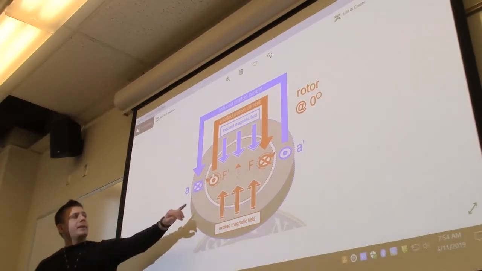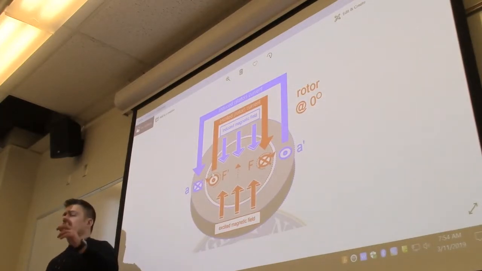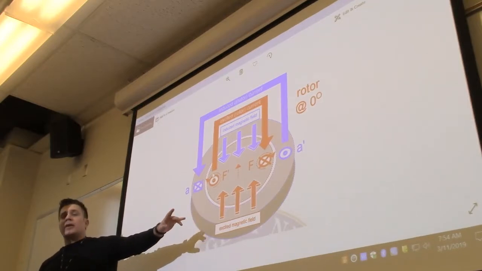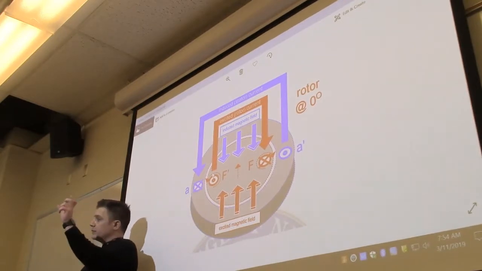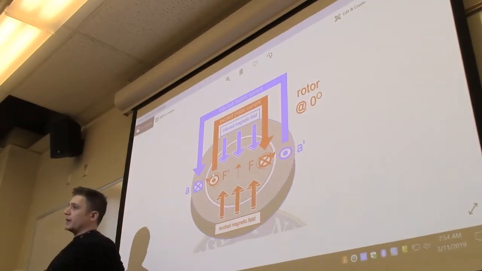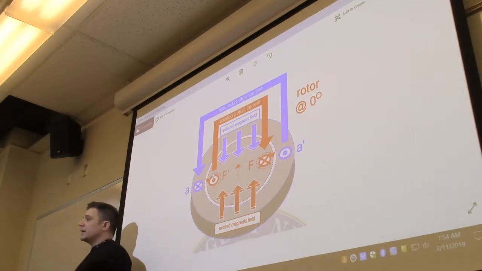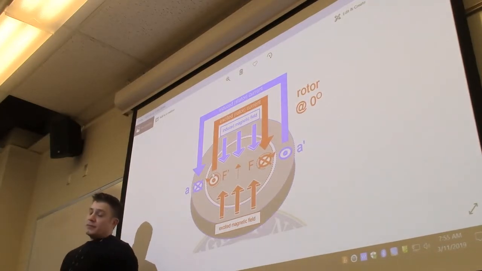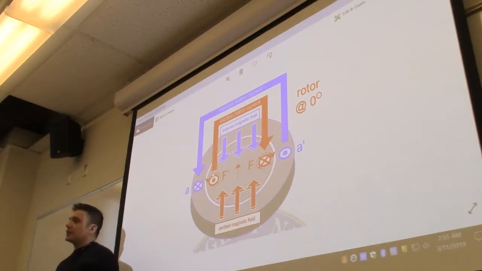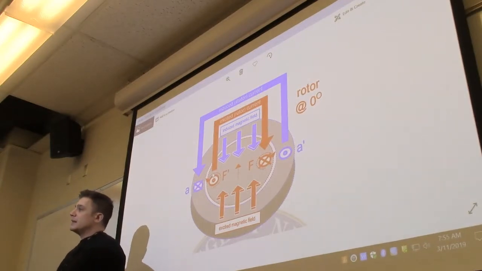The field winding is within the rotor. There's going to be 3 phases of stator windings. There's only going to be one set of field windings. The field windings are going to need to be excited. Okay, essentially, there needs to be a DC current flowing through them, or else we're not going to be generating any magnetic field.